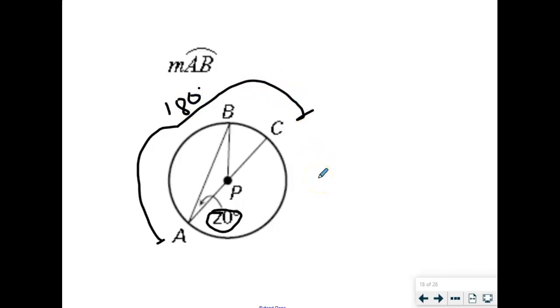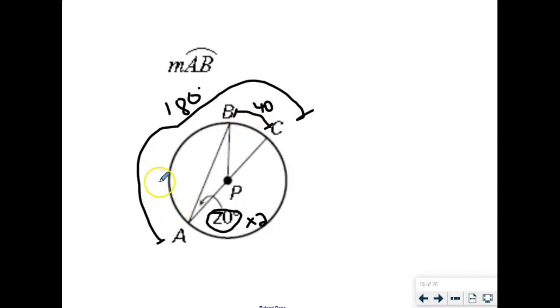So this is 180 degrees. This is 20. Now what can I do with that 20? Well, that's an inscribed angle. So what I'm going to do is multiply it by 2, and that's going to give me an arc measure of 40 degrees for BC.